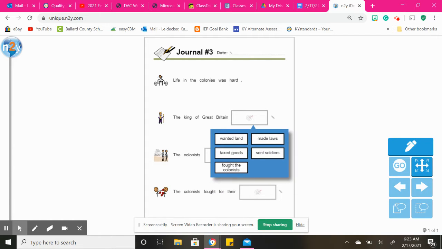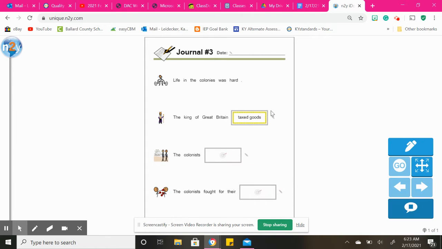The King of Great Britain wanted land, made laws, taxed goods, sent soldiers, fought the colonists. He did all these things. I'm going to say taxed goods, and I'm going to put a period.